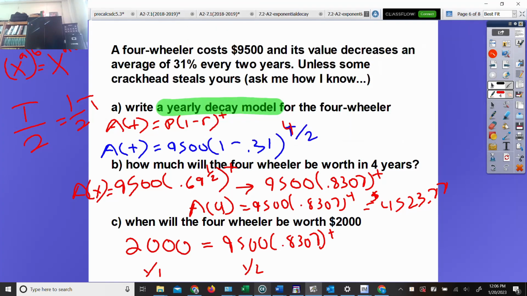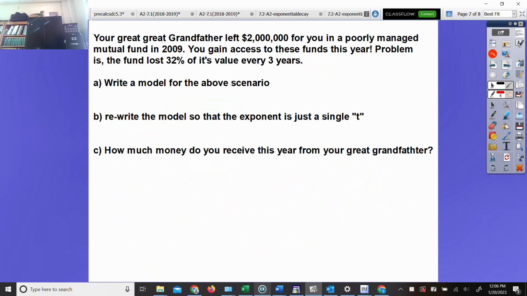We'll do one more of those just because we might have to move a different direction. We have time to do it too. We're gonna skip B. B doesn't actually matter. What's this one about? Another person left you some cash. $2 million. 2009, but it's poorly managed, so it loses 32% of its value every 3 years. You're actually gonna be pretty mad at your granddad when you see how much money you got left. I have to wonder how he came up with $2 million anyways.